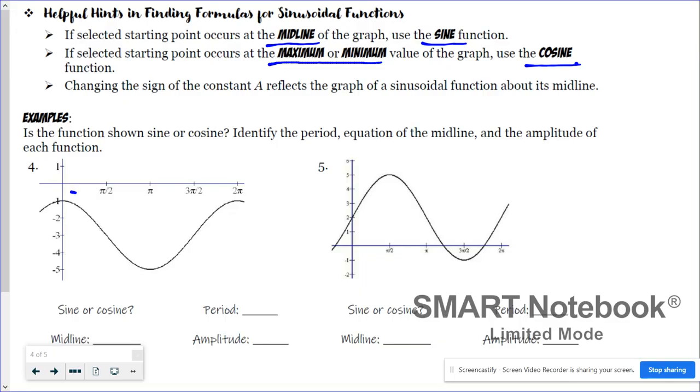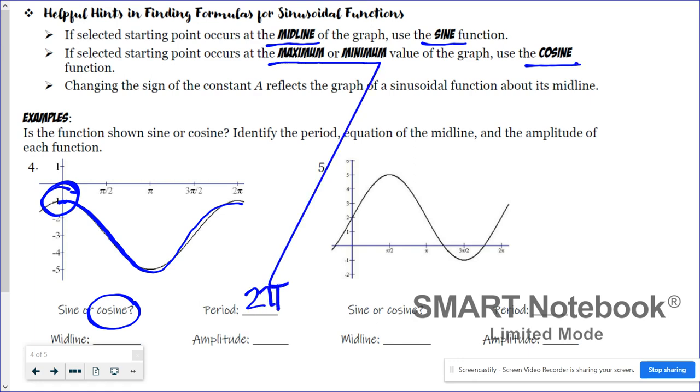So when I look at number 4, I usually look at my y-intercept for my starting point. And this one starts at the maximum, so this is best represented by cosine. The period, I can very easily see that cosine starts at 1, and this is what 1 full cycle of cosine looks like, so the period is 2 pi. The midline, I can kind of see where that midline is located, and I can see it's located at -3, so I'm going to write y equals -3. And the amplitude is that vertical distance from the midline to the max, and so my amplitude is 2.